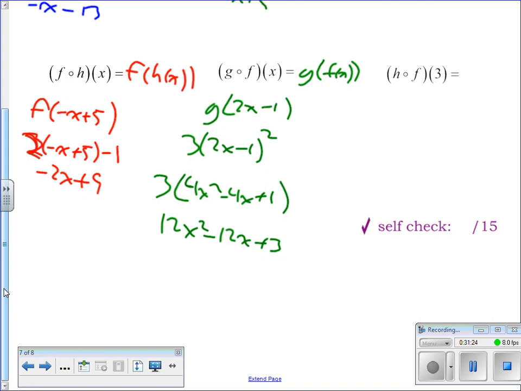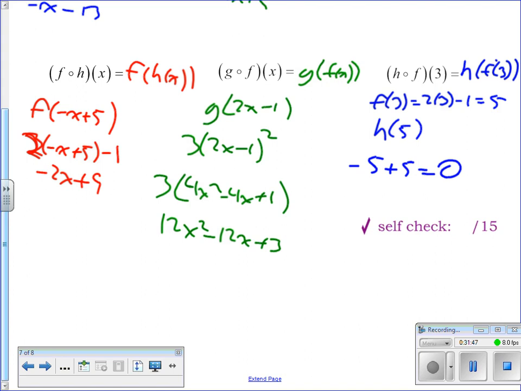And the last one, h composed of f of 3 is h of f of 3. And f of 3 is 2 times 3 minus 1, which is 5. So this is really h of 5, which is negative 5 plus 5, which is 0.